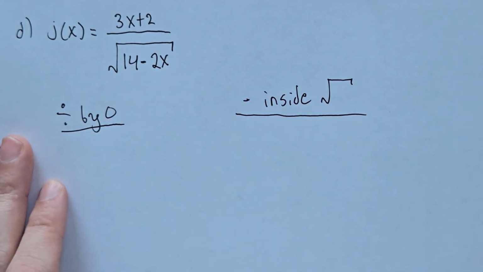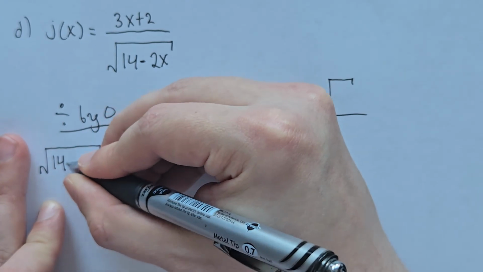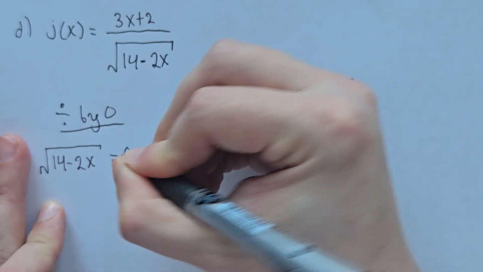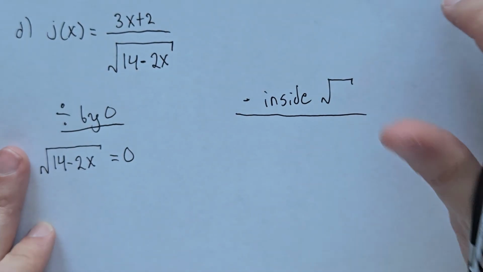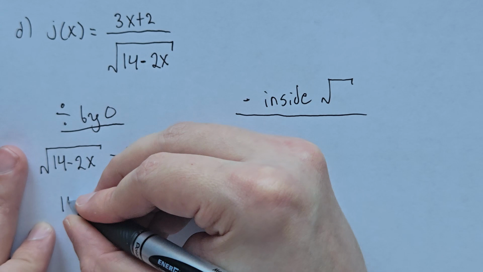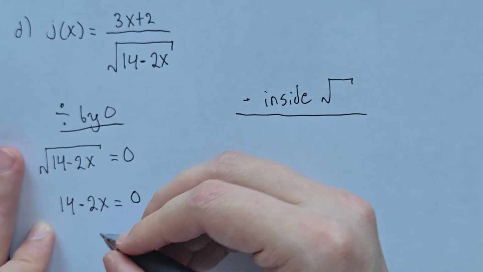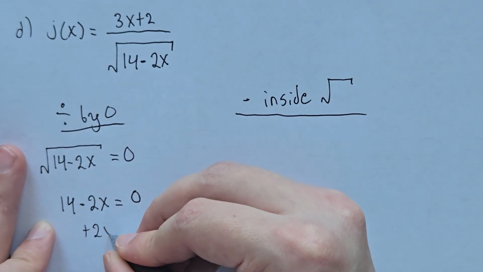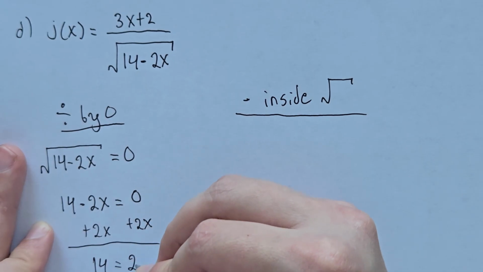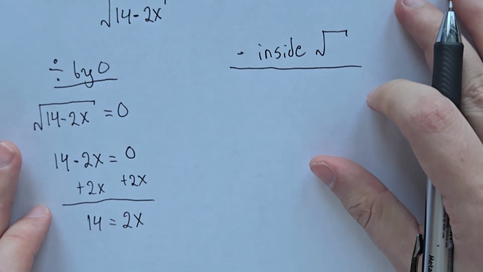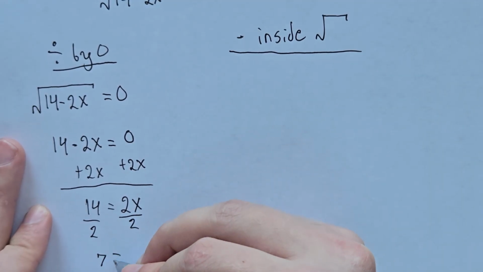Let's do the division by 0 check first. Here, remember the strategy that we took for this: we took the entire denominator and we set it equal to 0. We then solved this piece to figure out what values of x would lead to 0. Well, I can square both sides and get 14 minus 2x is equal to 0. I can add 2x to both sides and get 14 is equal to 2x. And then I can divide both sides of this equation by 2. And that leads to x is equal to 7.